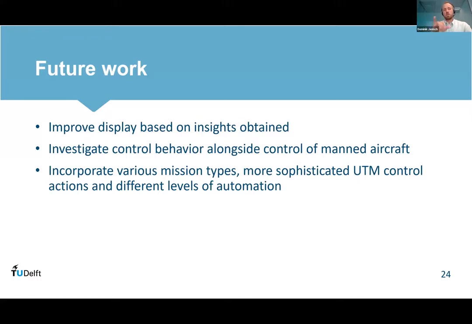For now, they were just point-to-point missions, but in the future, of course, we would also like to incorporate missions which have a fixed routing or are very limited in the rerouting actions that can be performed on them. We would also like to incorporate more sophisticated UTM control actions, as well as varying degrees of automation, which in the end will just come down to the levels of latency between the activation of a particular geofence and the rerouting of the vehicles according to these geofences.